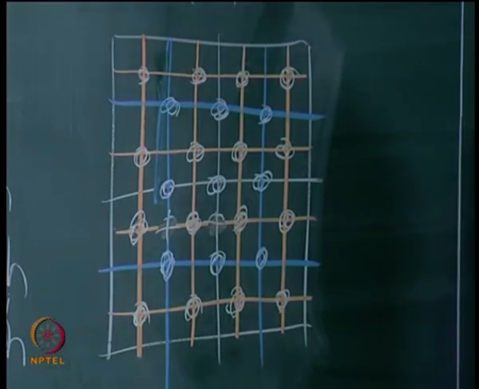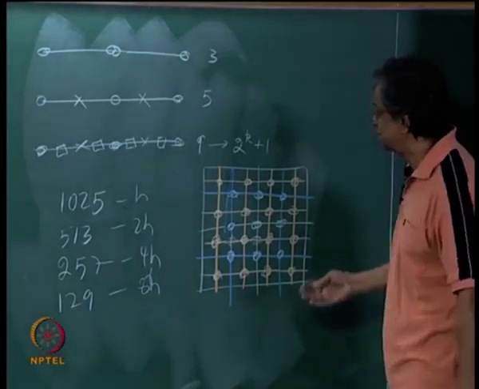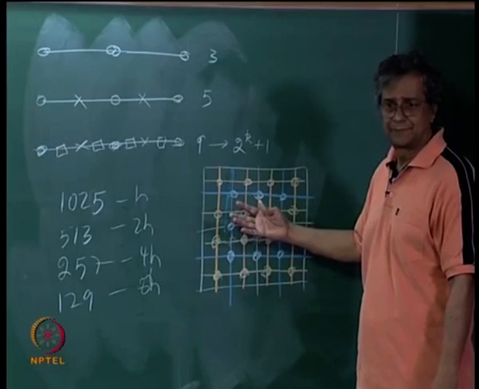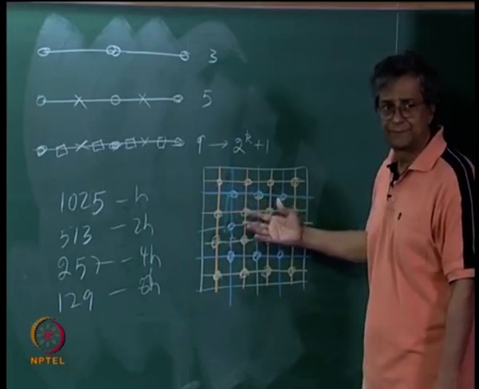Is that okay? So once you go to 2 dimensions, 3 dimensions, there are obviously different ways. This is called coarsening. There are different ways of doing coarsening. Okay, is that fine?